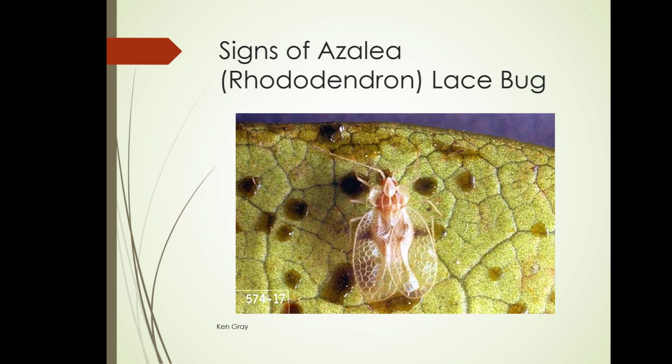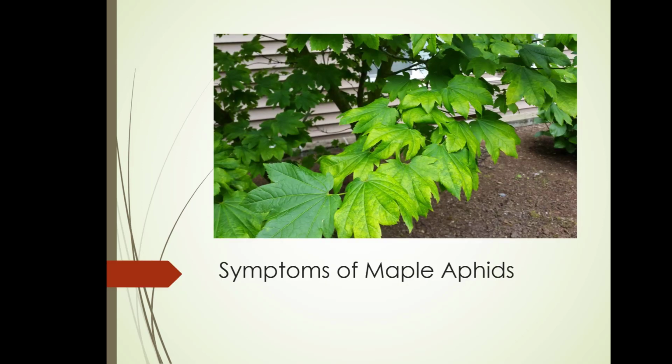Okay, here's azalea or rhododendron lacebug. They're actually quite beautiful, but the sign is actually the insect. And then those black spots are the frass from the insect. So those are the signs. And here are the symptoms of maple aphids. You can see the yellowing. The aphids have sucked the sap out of the leaves and are causing the stippling pattern on the leaves.